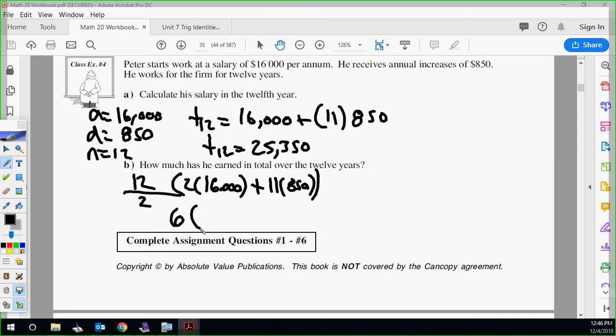So 6 times, that's 32,000 plus, let's see, what is 850 times 11? That's 8,500, 9,350. Yeah, 9,350. Okay, so that's 41,350 times 6. So what is that? 248,100 is what they get there. 248,100.